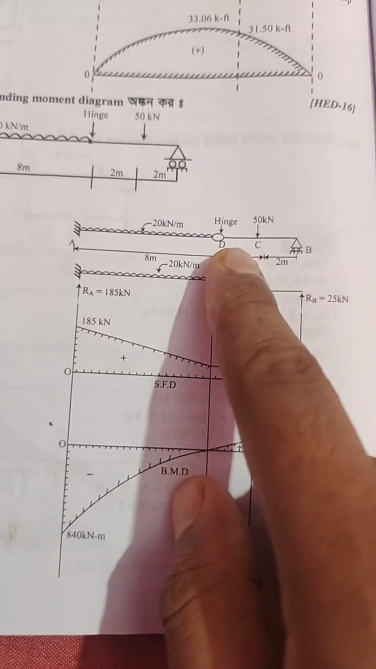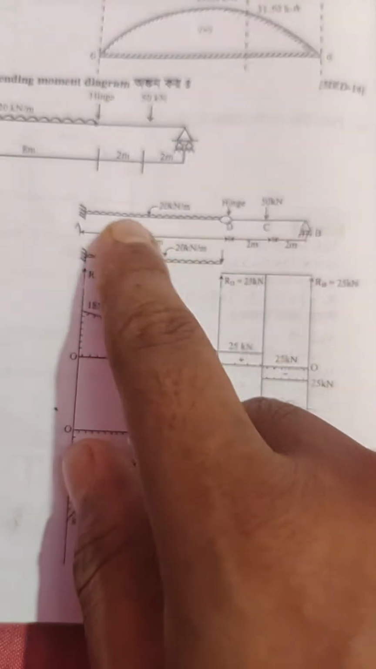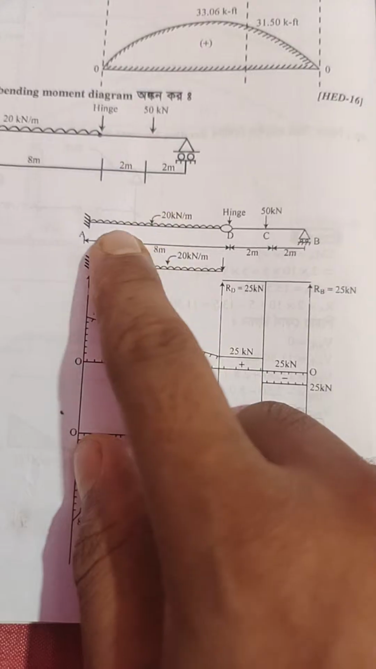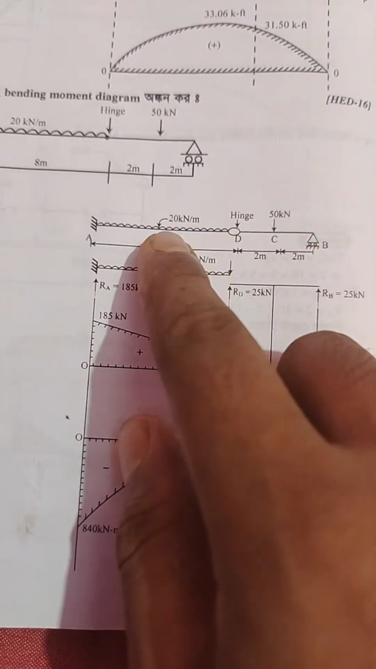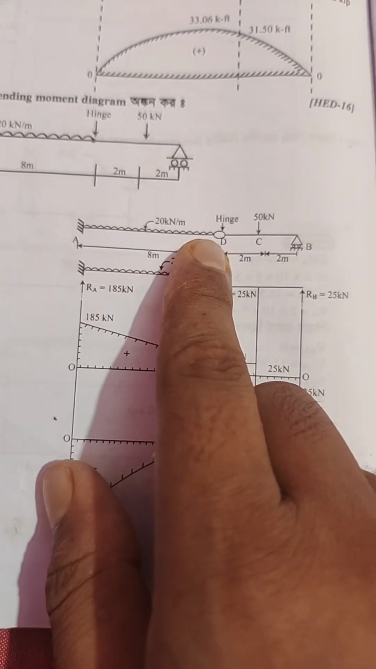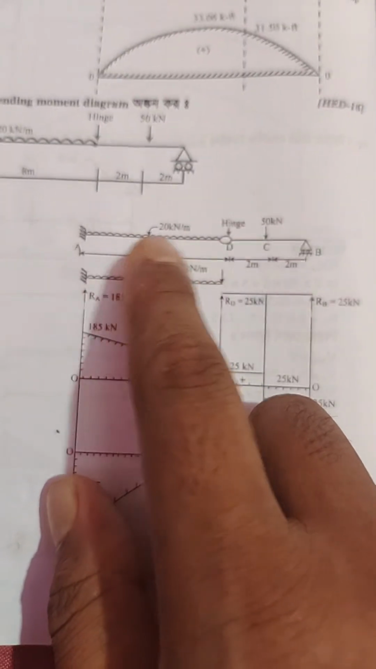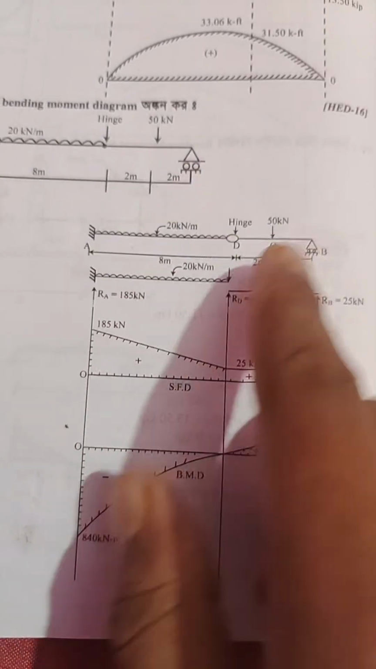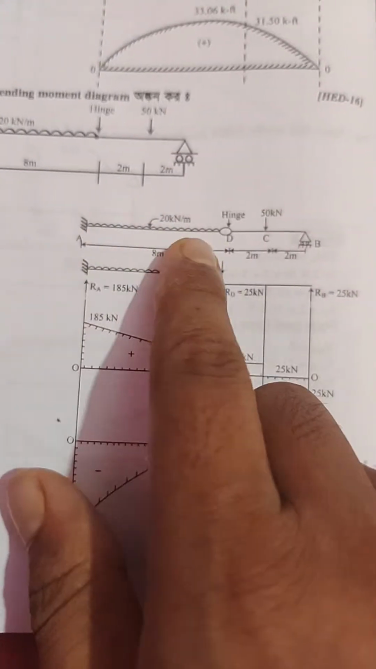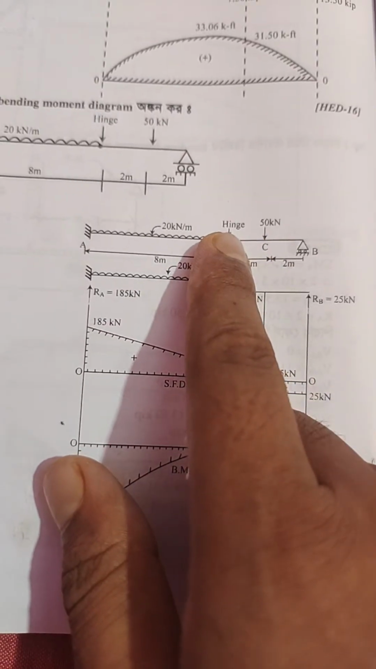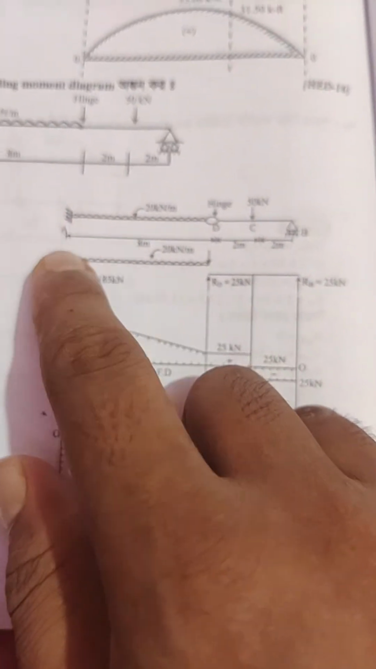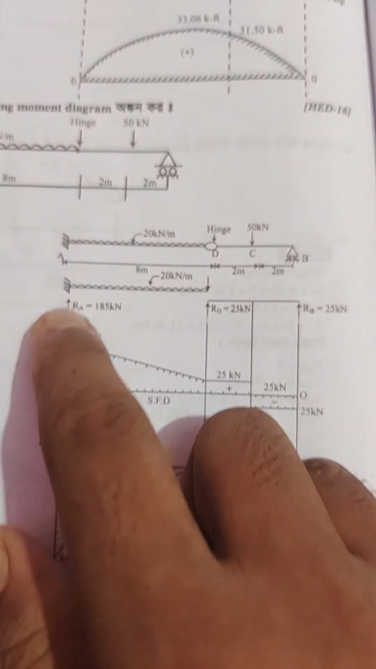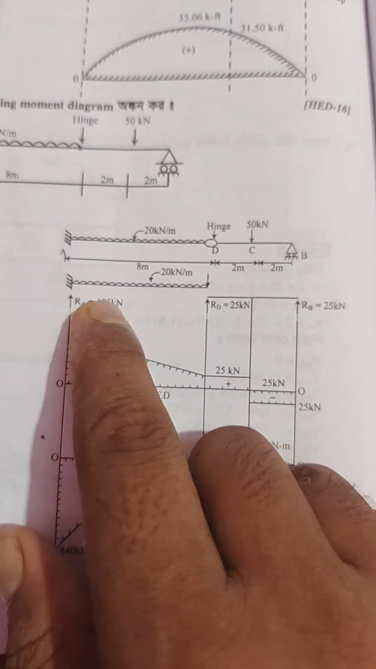Now analyze the left span. The total UDL is 20 kilonewton per meter and the length is 8 meters, so it equals 160 kilonewton. Now include the hinge force in the reaction at A. Our UDL is 160 plus the hinge 25, so the reaction at support A is 185 kilonewton.